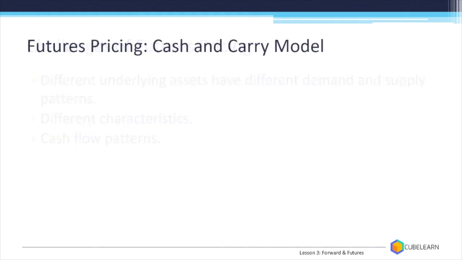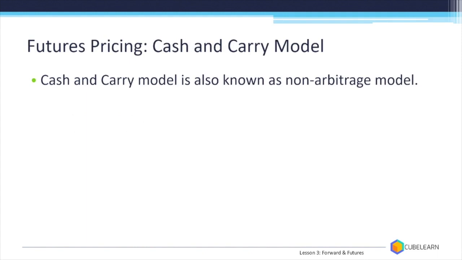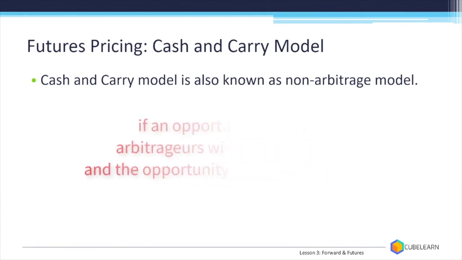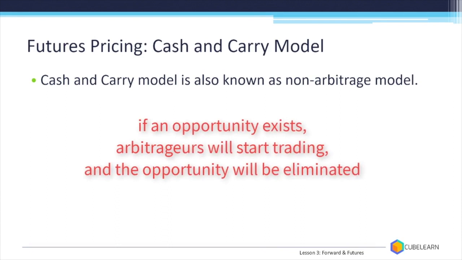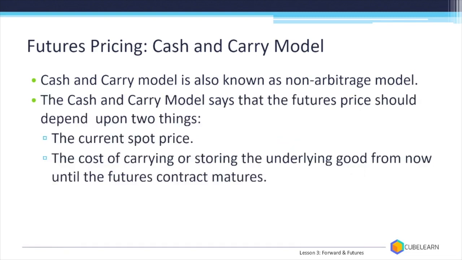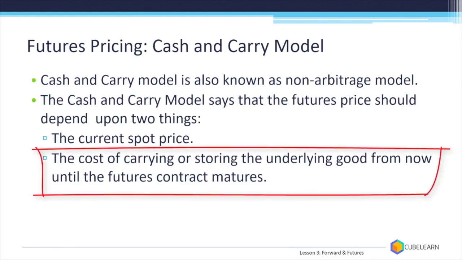Cash and carry model is also known as non-arbitrage model. This model assumes that in an efficient market, arbitrage opportunities cannot exist. If an opportunity exists, arbitrageurs will start trading there and the opportunities will get eliminated. The cash and carry model says that futures price should depend upon two things: the current spot price and the cost of carrying or storing the underlying from now until the futures contract matures.